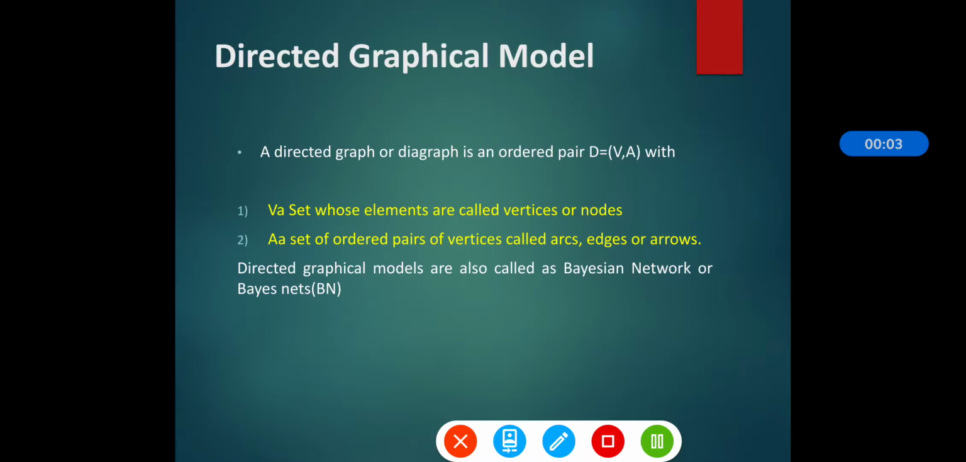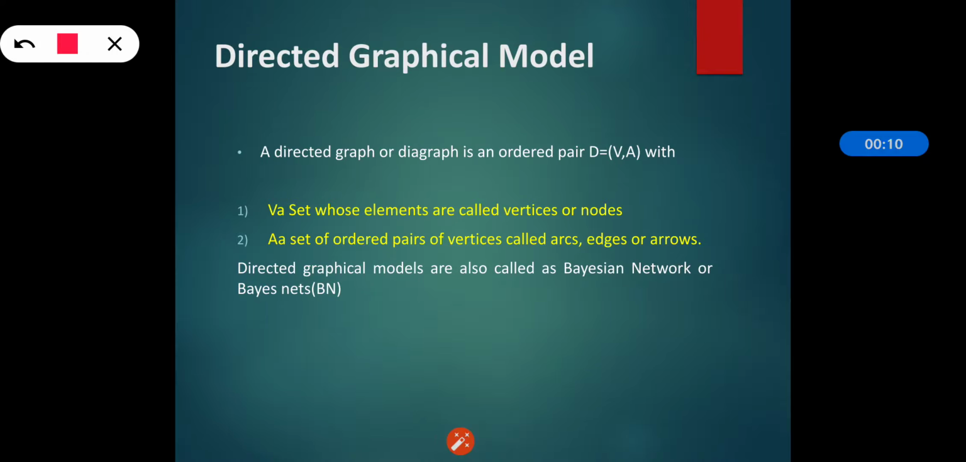So now we will see another type of graphical model, that is the directed graphical model. As its name implies, it is a directed graphical model, so the edges have orientations because they have particular directions. The directed graph, which is also called a digraph, is an ordered pair of vertices and arcs, that is nothing but the edges which have directions. So D = (V, A) is the directed graph.